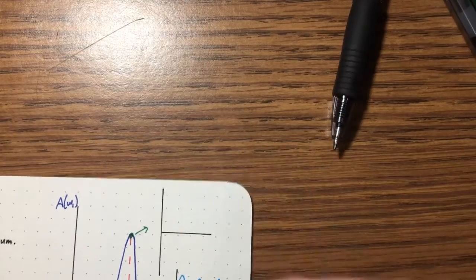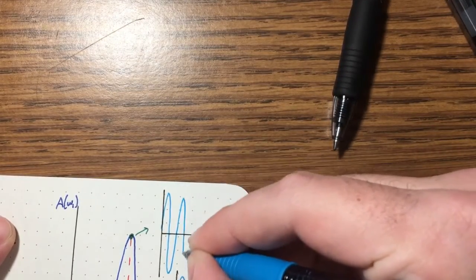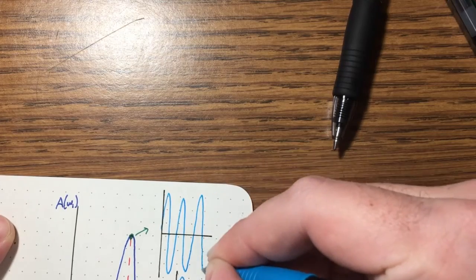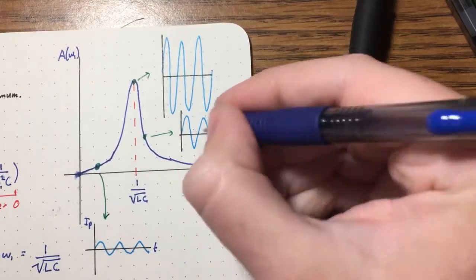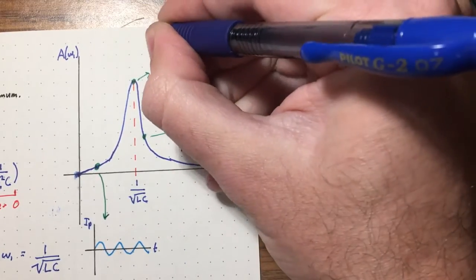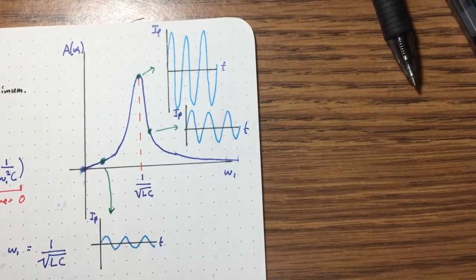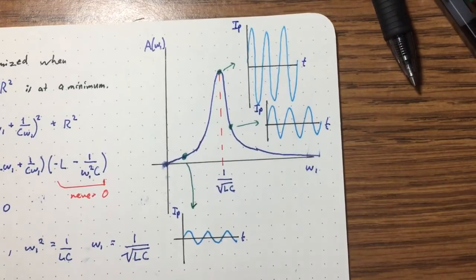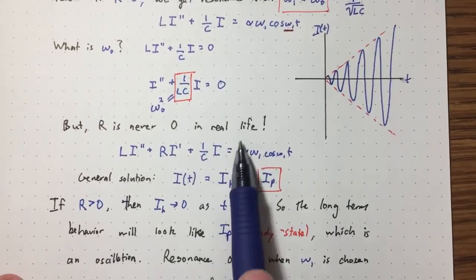So I get something more like this. And that's really what resonance is. So I don't get an unbounded amplitude, but I get a very, very large amplitude relative to the amplitude I started with, relative to this alpha here.